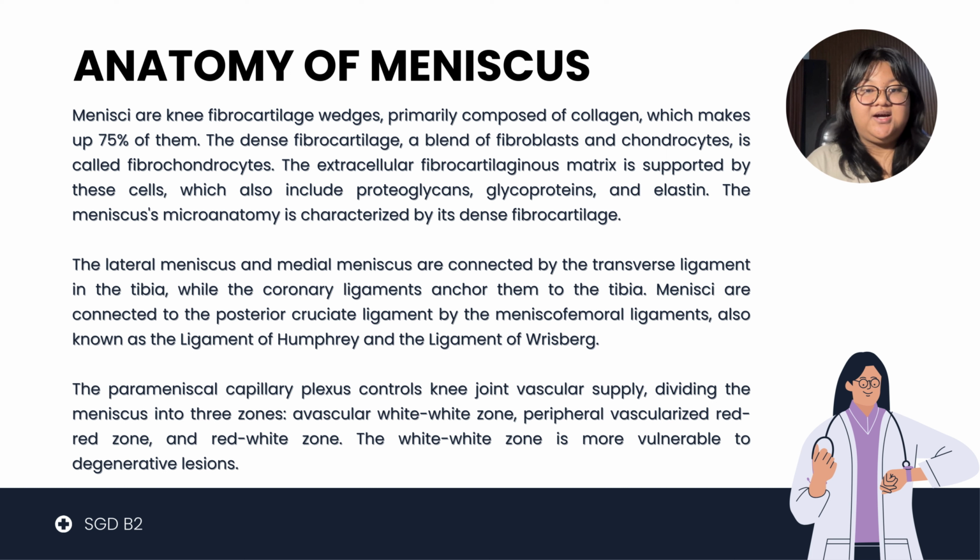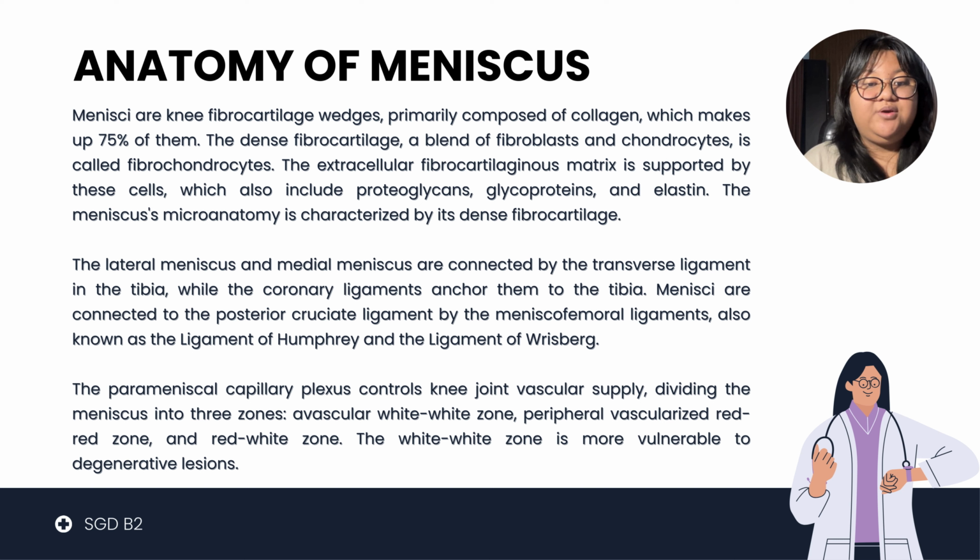Menisci are knee fibrocartilage wedges primarily composed of collagen, which makes up about 75% of them. The dense fibrocartilage, a blend of fibroblasts and chondrocytes, is called fibrochondrocytes. The extracellular fibrocartilaginous matrix is supported by T cells, which also include proteoglycans, glycoproteins, and elastin.